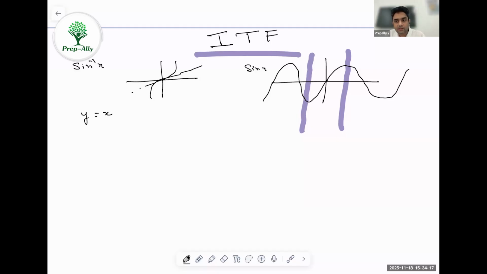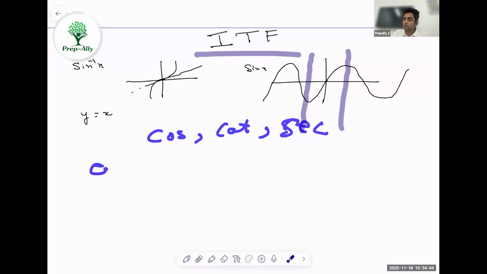Sine we cut from minus pi by 2 to pi by 2. Tan also we cut from minus pi by 2 to pi by 2, but both minus pi by 2 and plus pi by 2 are not included. It's included in sine. We cut cosecant similarly also from minus pi by 2 to pi by 2, but again 0 is not part of it, except that point. Whereas for the remaining three, that is for cos, cot, and secant, we cut the graph from 0 to pi.